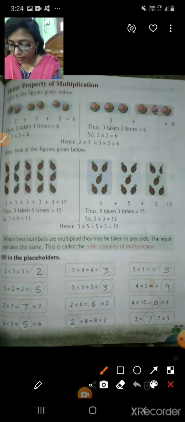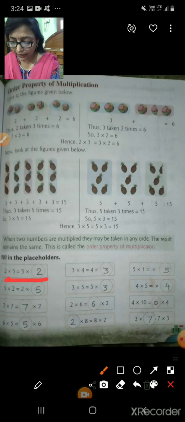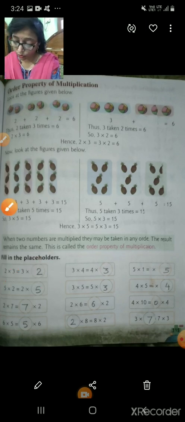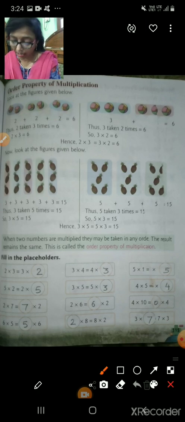So which number is here before the equal to, you can see that 3 is given, and in the circle the number which is not given is 2. You can see here 2 into 3, so you will write here 3 into 2. You will have to exchange the numbers.